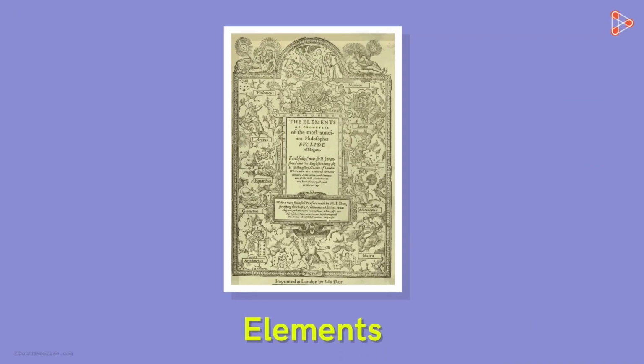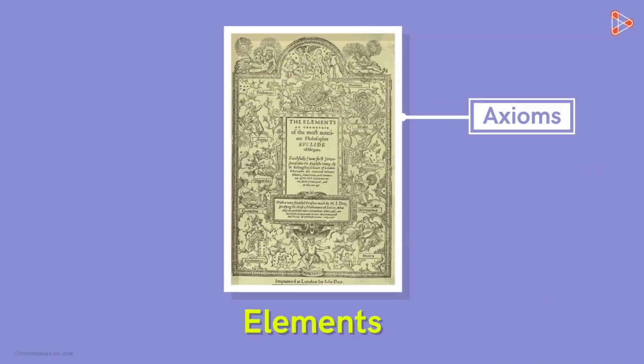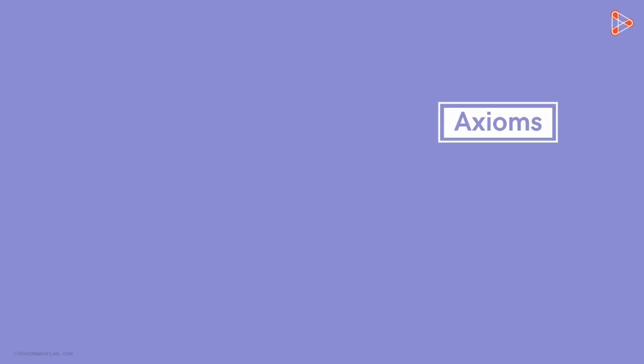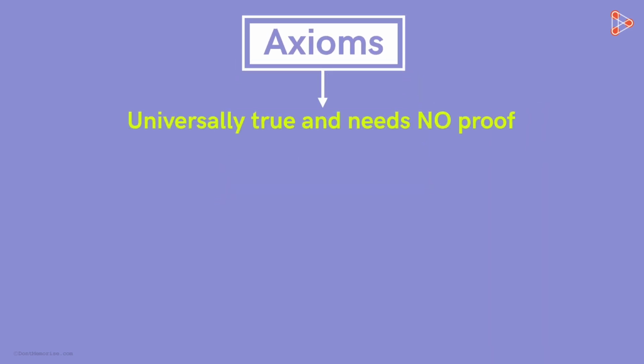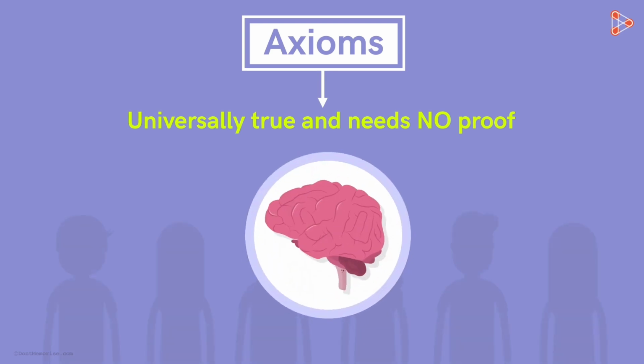From his book Elements, Euclid went on to explain some axioms that would help in understanding geometry better. What are axioms, you may ask? The general meaning of an axiom is a statement that is universally true and needs no proof. For example, we all know that most humans have one brain. We just know it's true and must be accepted.